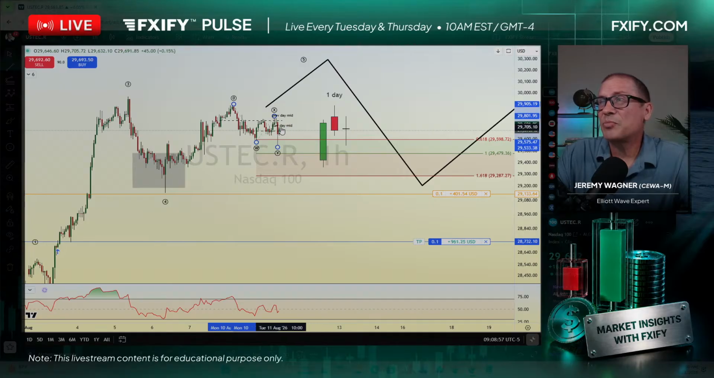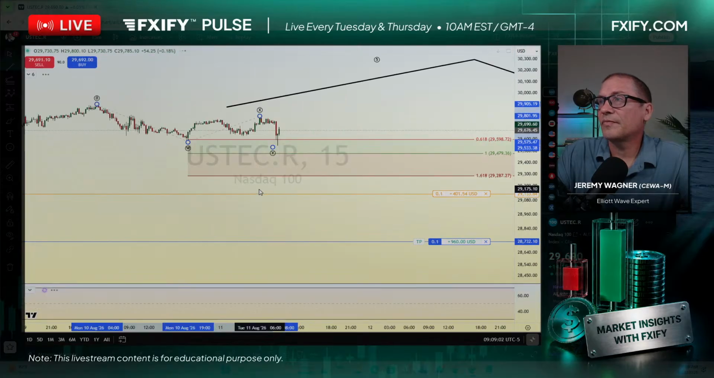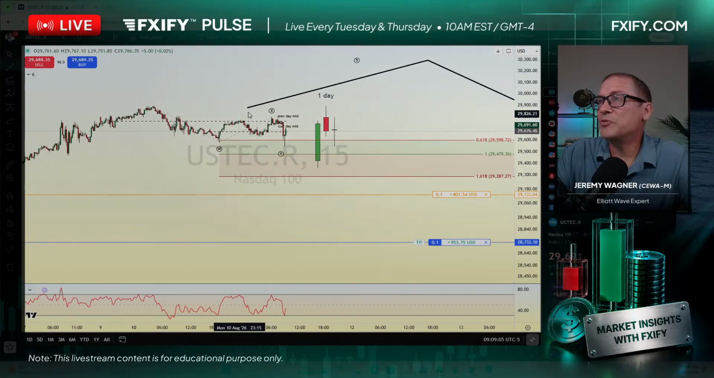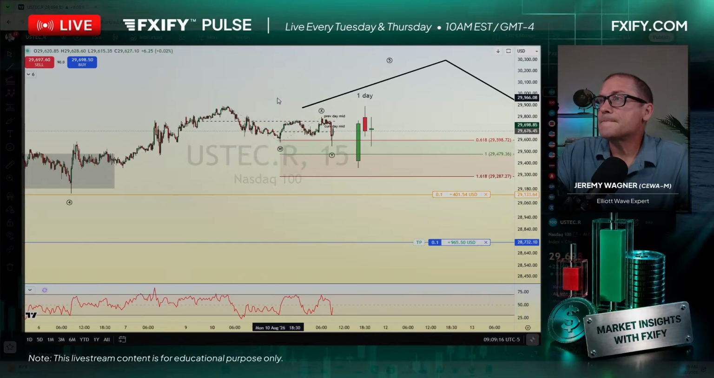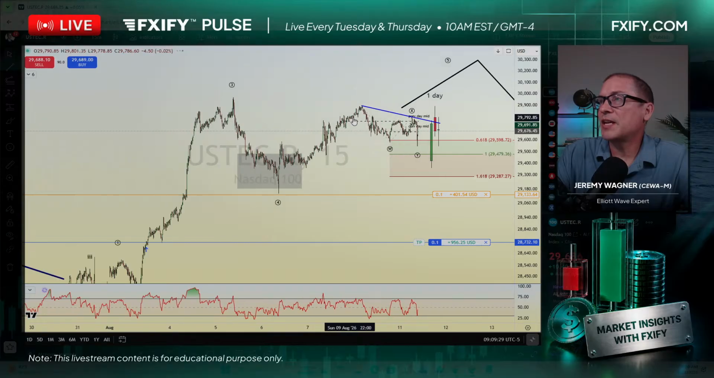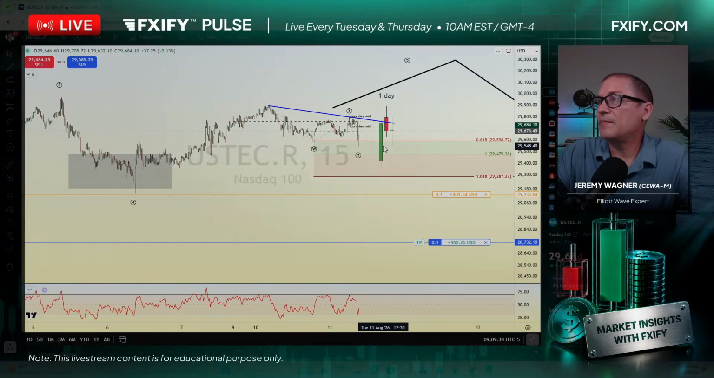I don't have enough price action on this little move to determine. I mean, this looks like this could be a WXY, sorry. If prices move above this trend line, then I would feel more confident that it's working itself higher and it's going to work itself up above this 30,000 level.